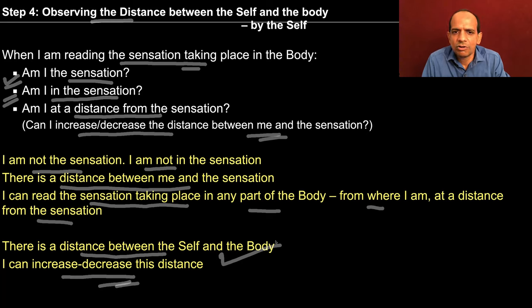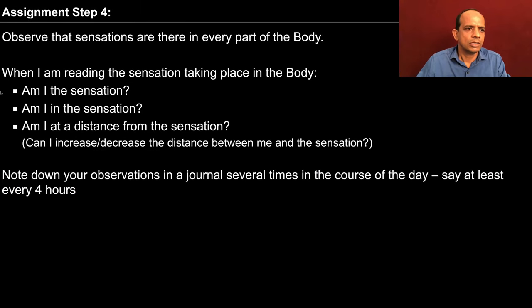We have studied this, we got this proposal, we tried to verify this, we analyzed this, but now we are trying to observe this directly, isn't it? So now we have an assignment for this step. So observe that sensations are taking place in every part of the body. So try to observe your body right from the tip of the toe to the top of your head and just see whether sensations are there or not. Try to pay attention to every part of the body and try to observe the sensation.